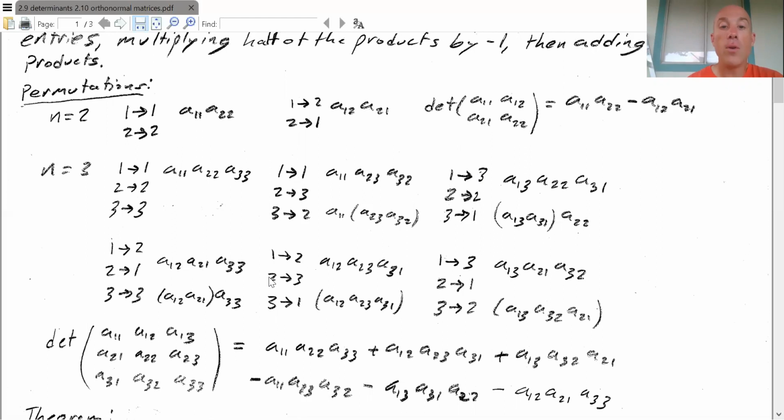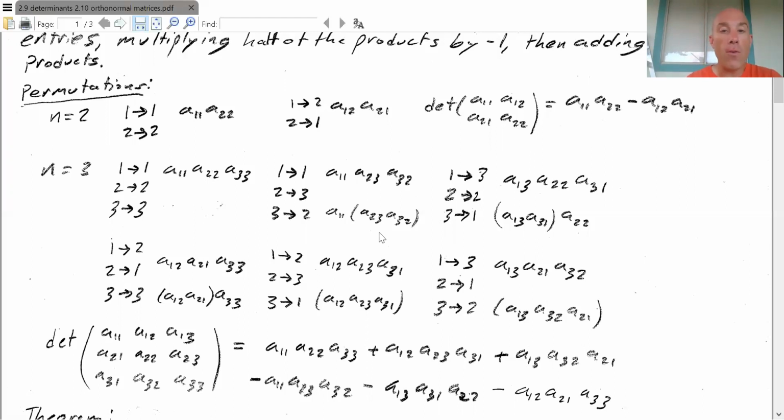1 goes to 2, 2 goes to 3, 3 goes to 1. All right, so here, all 3 points are involved in this permutation. So it's like 1 goes to 2, 2 goes to 3, 3 goes to 1. It's like a cycle. Now here is the same cycle, but in reverse, because here I've got 3 going to 2, 2 going to 1, and 1 going to 3. It's the same as this, but in reverse.